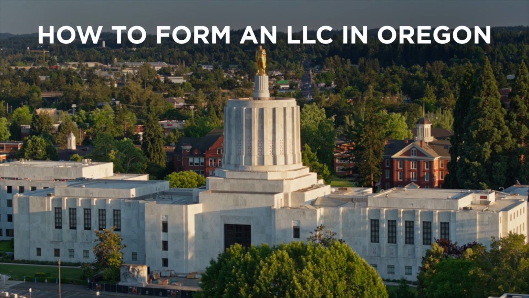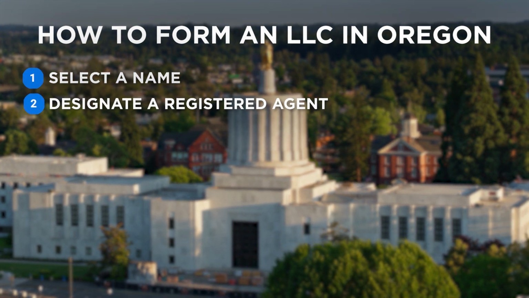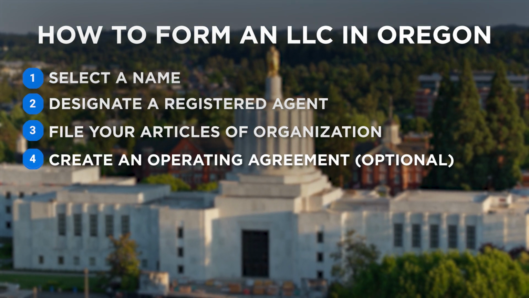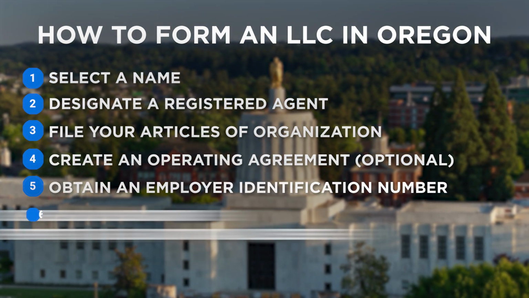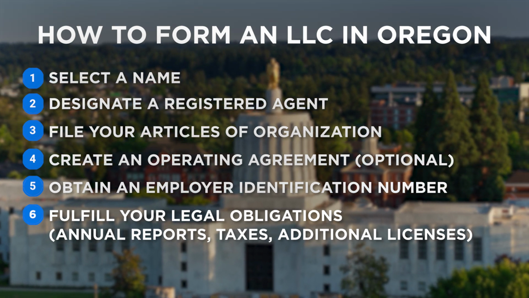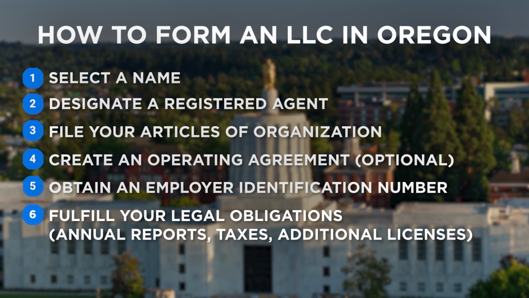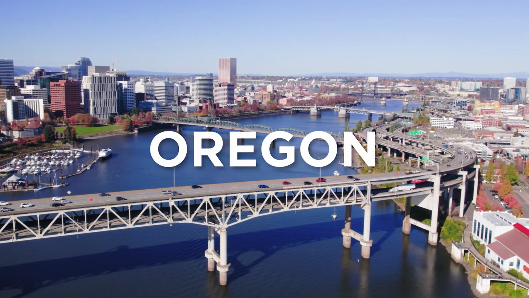So to sum it up, how to form an LLC in Oregon. 1. Select a name. 2. Designate a registered agent. 3. File your Articles of Organization. 4. Create an operating agreement. 5. Obtain an Employer Identification Number. 6. Fulfill your legal obligations, particularly those relating to submitting annual reports, registering for state taxes, and applying for any additional licenses you may need. By following these steps, you can form an LLC in Oregon.